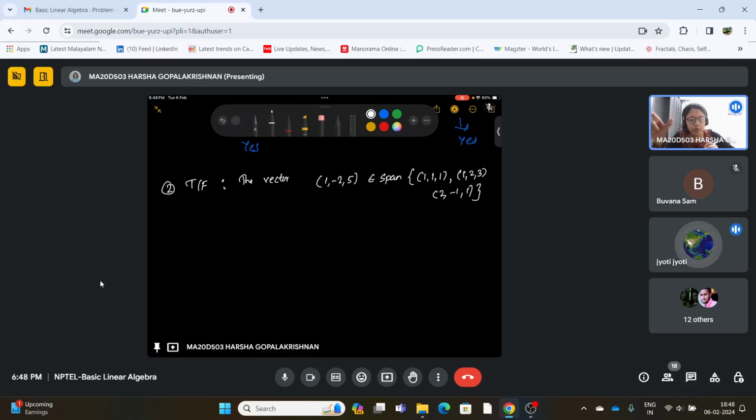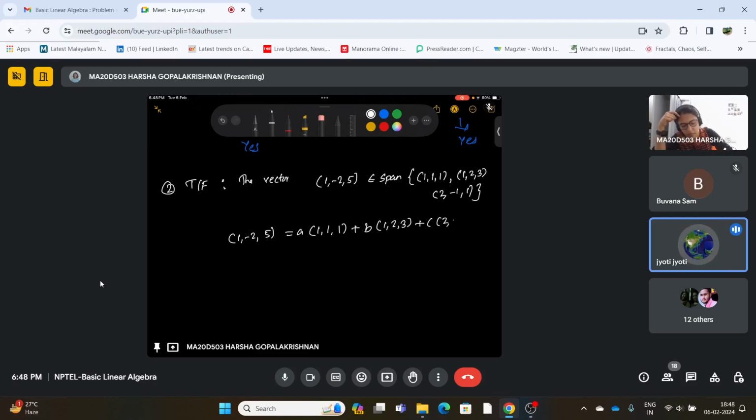The question is whether we can write 1, minus 2, 5 as a linear combination of these three elements. If we find real values c1, c2, c3 such that c1 times the first plus c2 times the second plus c3 times the third gives the vector, then we can directly say that this vector belongs to the span of these three vectors. Yes, that is the idea.